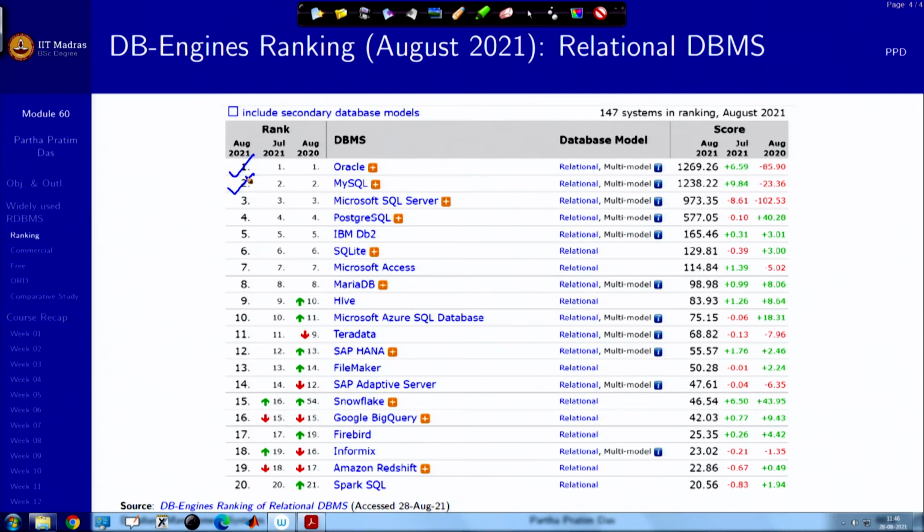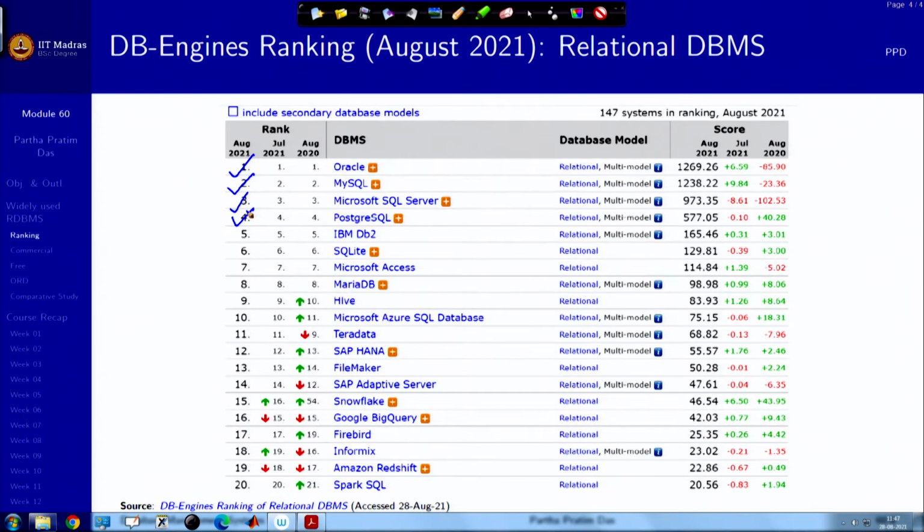So, what you can see is Oracle, from proprietary, and MySQL, from the public space, are the leaders. I mean, they are very close by in this. Similarly, next followed are Microsoft SQL Server and PostgreSQL, which are again proprietary and free.